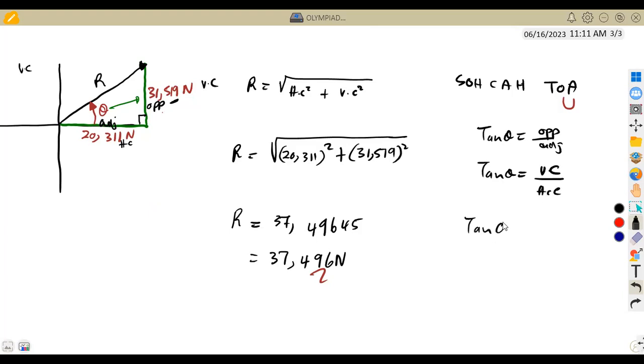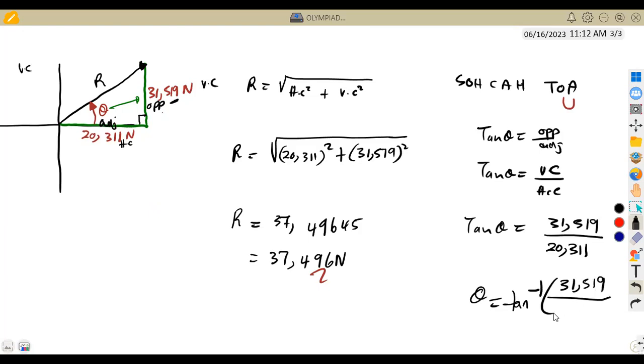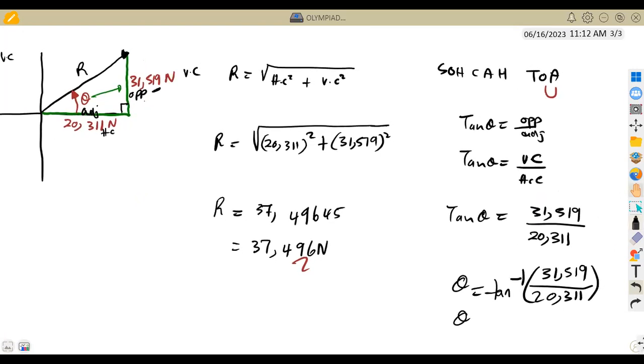That means the tan of theta is equal to 31,519 over 20,311, like this. So this is what you're going to have. In order for us to determine theta, our theta is going to be arctan of this part that you have, 31,519 over 20,311. What do I mean when I'm saying arctan? Arctan is simply shift tan on your calculator.